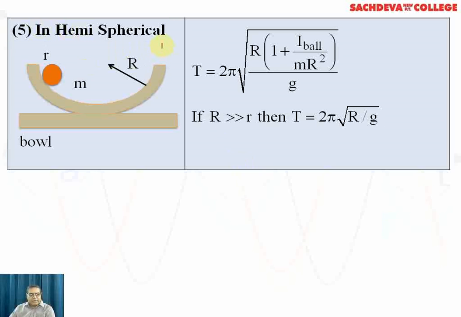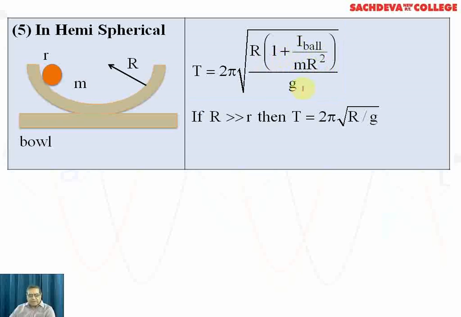We find that there is a ball of radius r, that is small r. Small m is the mass of that ball and capital R is the radius of the hemispherical bowl. When the ball is allowed to move from one end, the ball goes to the other extreme and comes back to its original position; that is called one oscillation. The time taken to complete one oscillation in the hemispherical bowl is calculated by the formula 2 pi under root R into 1 plus I of the ball divided by m r square.